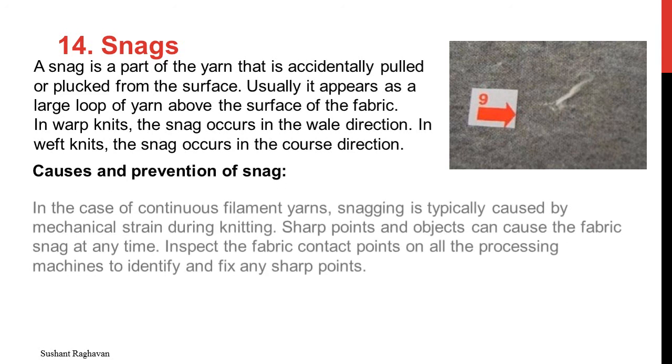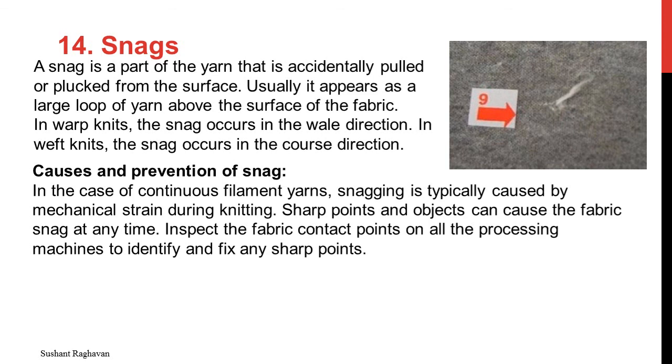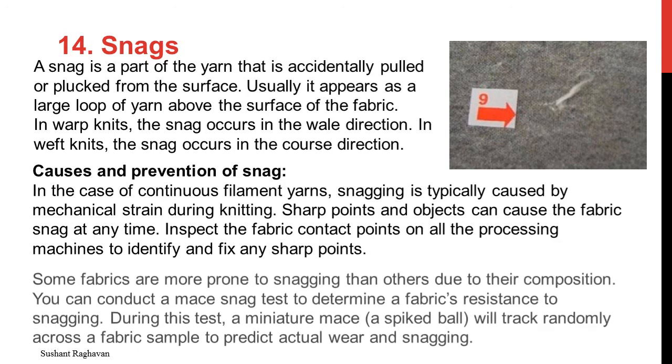Causes and prevention of snags. In the case of continuous filament yarns, snagging is typically caused by mechanical strain during knitting. Sharp points and objects can cause the fabric to snag at any time. Inspect the fabric contact points on all the processing machines to identify and fix any sharp points.